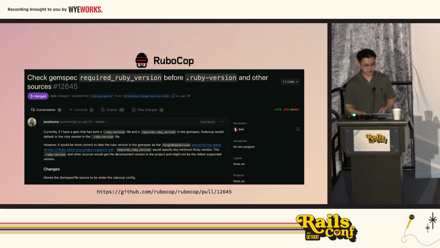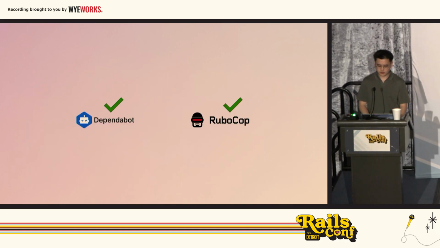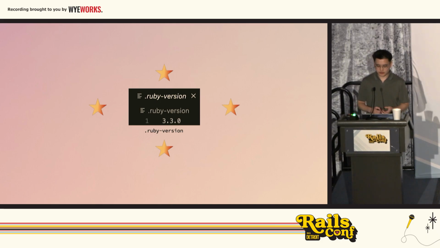Because there can be two versions defined in a gem, we needed to make sure that Rubocop uses the minimum supported Ruby version. To do this, we shipped a patch that prioritized the minimum supported Ruby version over all other sources. And with that, we solved the problems we had with Dependabot, resolving dependencies to the .ruby-version file, and Rubocop, targeting the minimum supported version for gems. That meant we were now good to standardize on the ecosystem standard, the .ruby-version file, and clean up all other references.